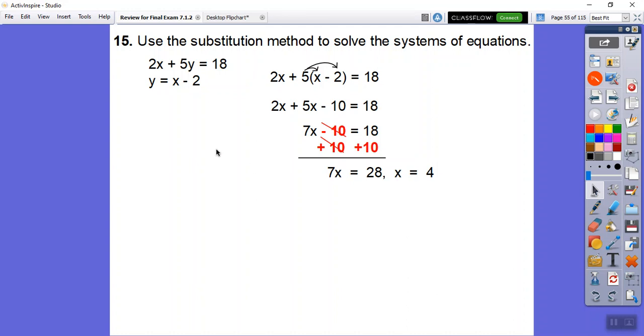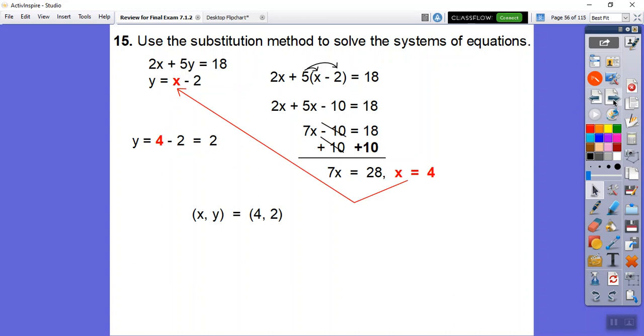So I'm going to plug in x equals 4 right here. So y equals 4 minus 2, or 2. So the answers are always x comes first, y comes second. These are in alphabetical order. X comes before y in the alphabet. So 4 comma 2 is our answer.